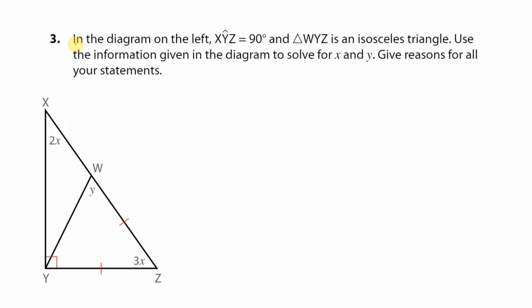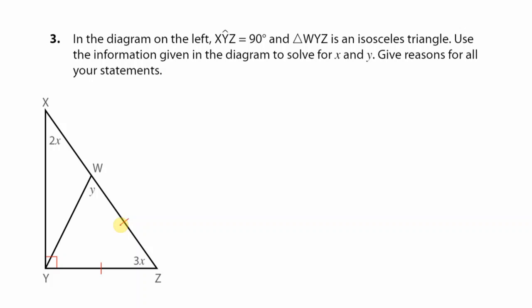So let's tackle number 3. In the diagram on the left, X, Y, Z. This angle here is equal to 90. Yes, we can see they even draw in the symbolic meaning there. And triangle WYZ is an isosceles triangle. Yes, they even showed us here the two sides that are the same.